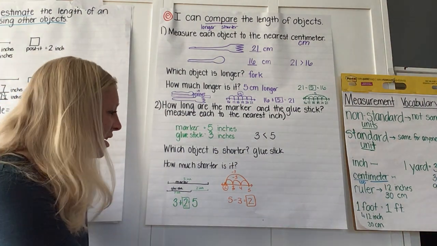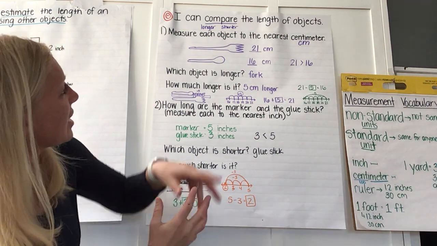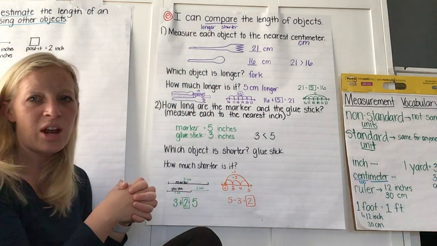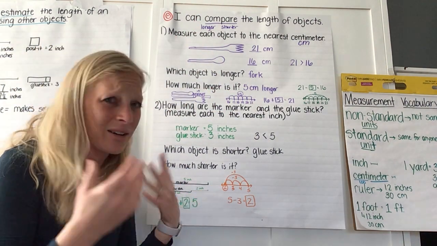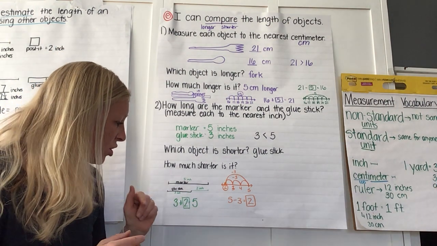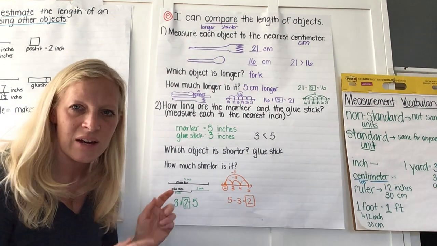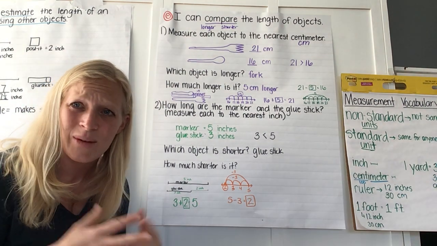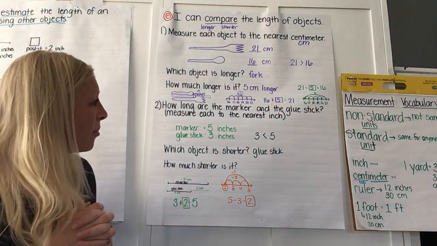Holy guacamole, second grade. Doing some really great thinking about comparing the length of objects, either by using our number lines that we've been using all year long, or measuring from the end of one to the end of another to find that difference, just like we would do if we were solving another compare problem.